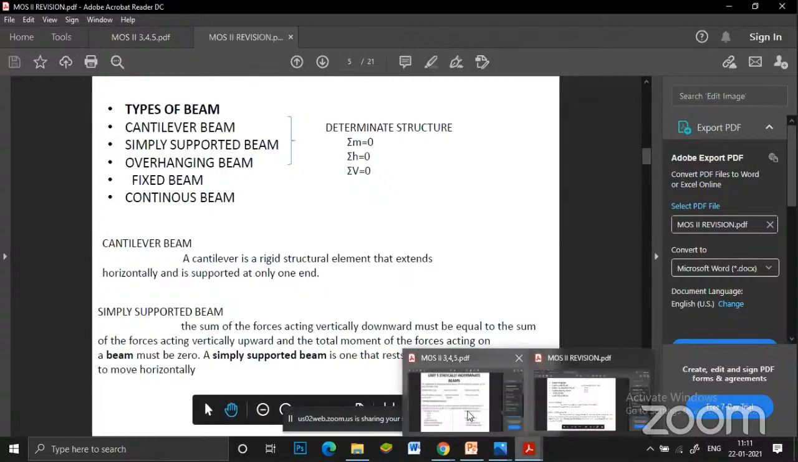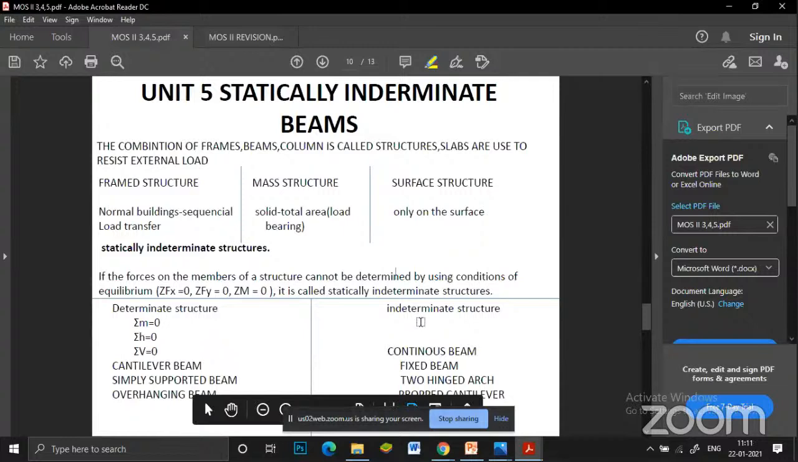In that, here it is a statically indeterminate structure. Then what is an indeterminate structure? First of all, before getting into that, we must know what the structure is. It is the combination of frames, beams, columns, all together forming a structure, right? In that, slabs are used to resist the external load. We know the role that the slab plays there.